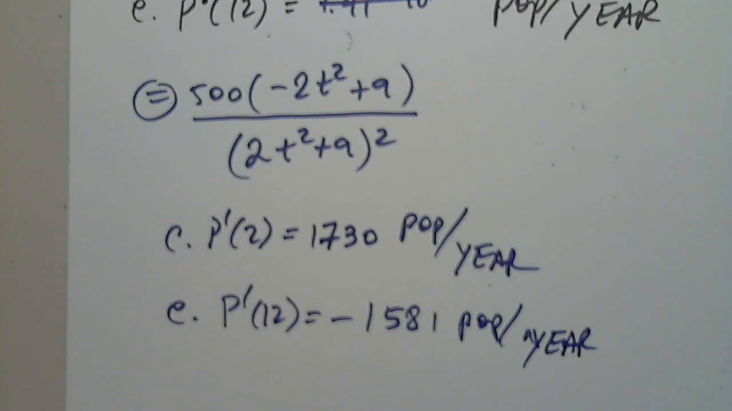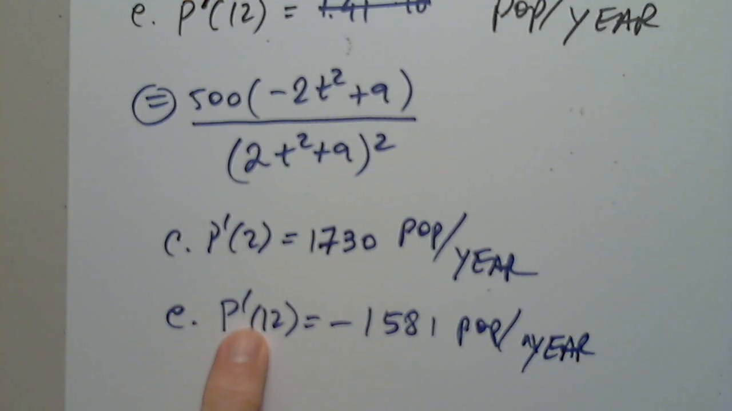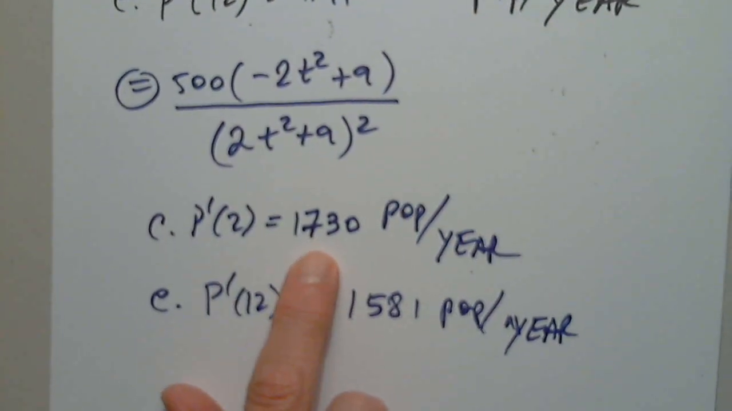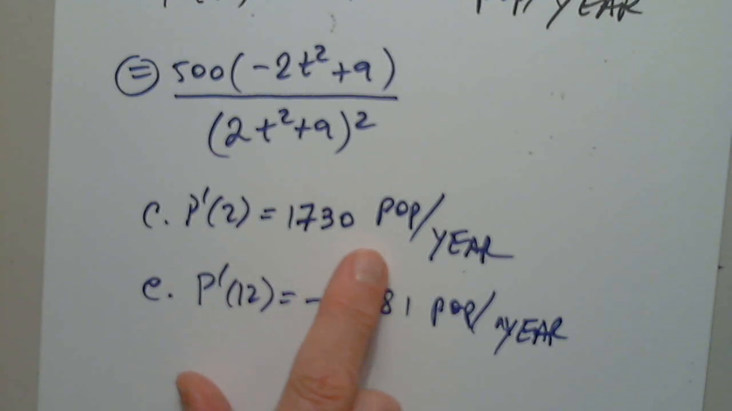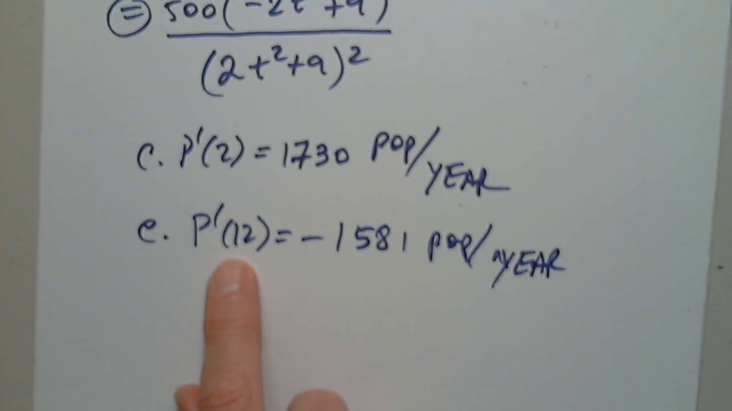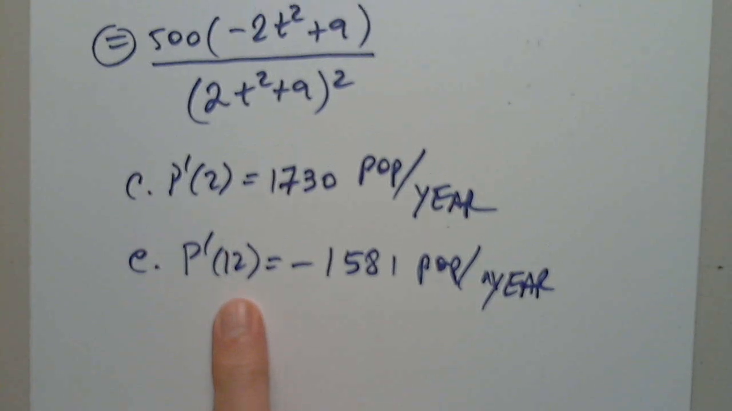So this is the reason why we look at the first derivative or the derivative function. We're going to look at the second derivative for something also, but that's why we look at the first derivative. So what does this mean? It means that at year 2, the population increased by 1,730 per year. But at year 12, people started moving away from the city or town, whatever it is. So by 1,581 per year at that moment, at that instant.